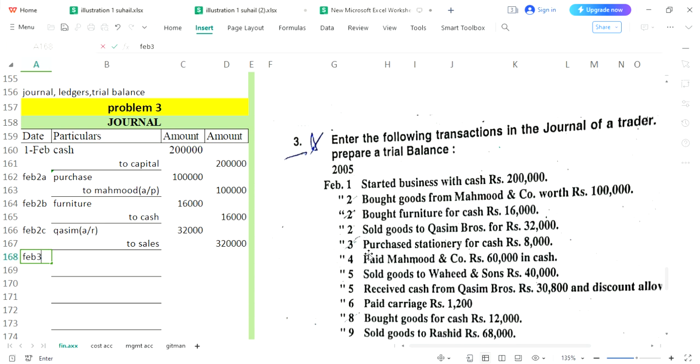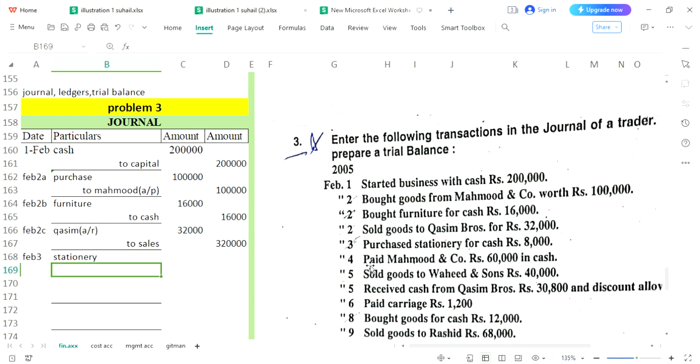So put February 3 in the date column. And now see what February 3 is saying: purchase stationery for cash. When you are buying stationery and it is still unused, stationery would be considered an asset. Asset is increasing. Increase in asset should be mentioned on debit side. So you will mention stationery on debit side because as an asset it is increasing.